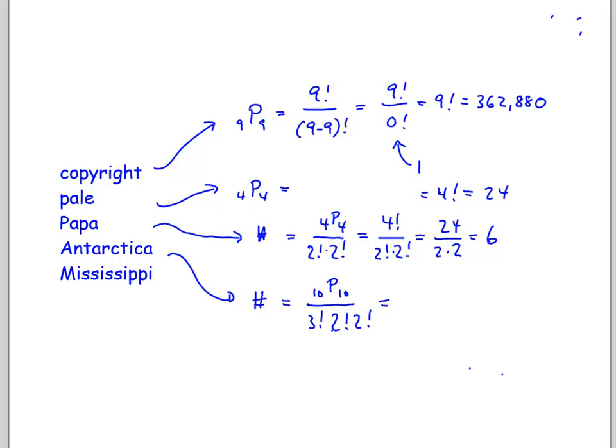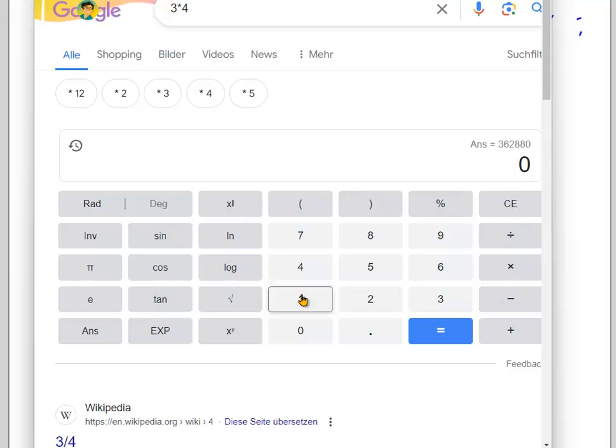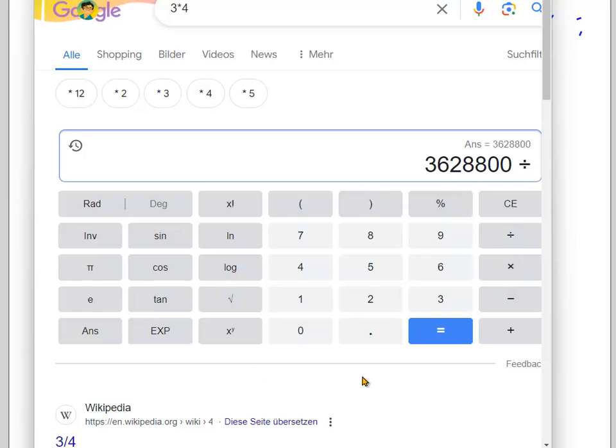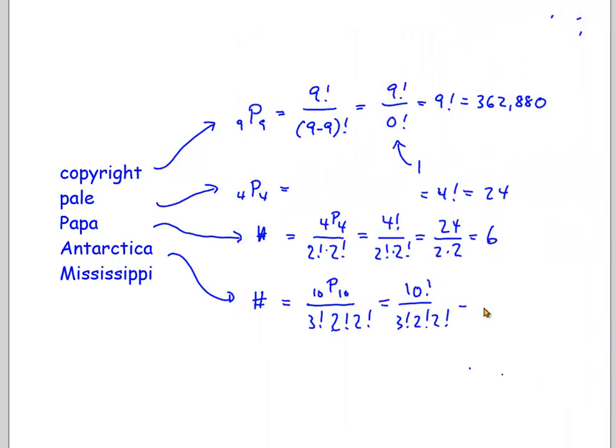So here I have 10 out of 10, which is basically just 10 factorial. And then I divide by 6, and then by 2, and by another 2. So here we go. 10 factorial divided by 3 factorial, which is 6, divided by 2 factorial, which is 2, divided by 2 factorial, which is 2, enter, equals 151,200 combinations. And finally, the Mississippi.